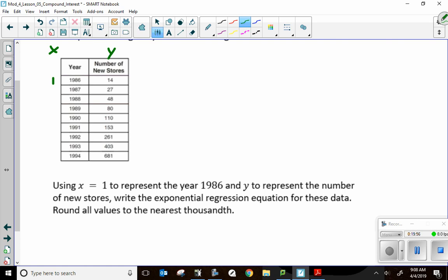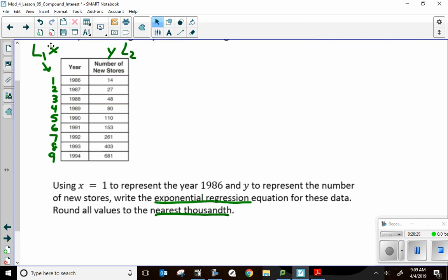Write an exponential regression. Again, I'm going to have to do this in the calculator. For these data, round all values to the nearest thousandths. That's 3 decimal places. All right, if 86 is 1, 87 is 2 after that. 88, you're going to see these all go up by 1. 1, 2, 3, 4, 5, 6, 7, 8, 9. We have 9 of them. So in my L1 column are my X's. In my L2 column are my Y's, right?